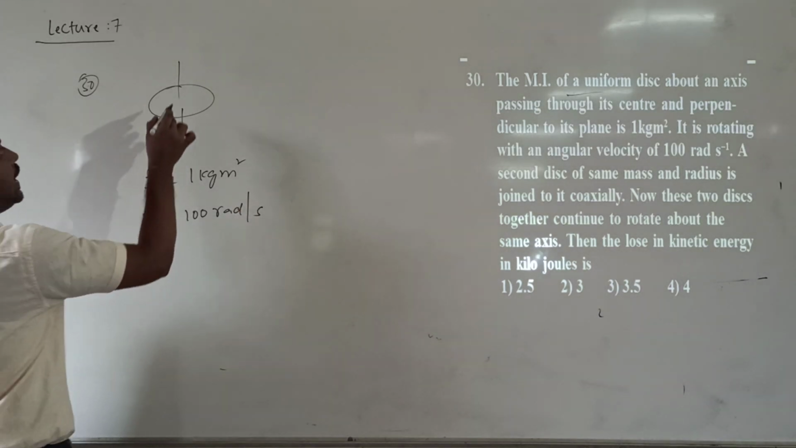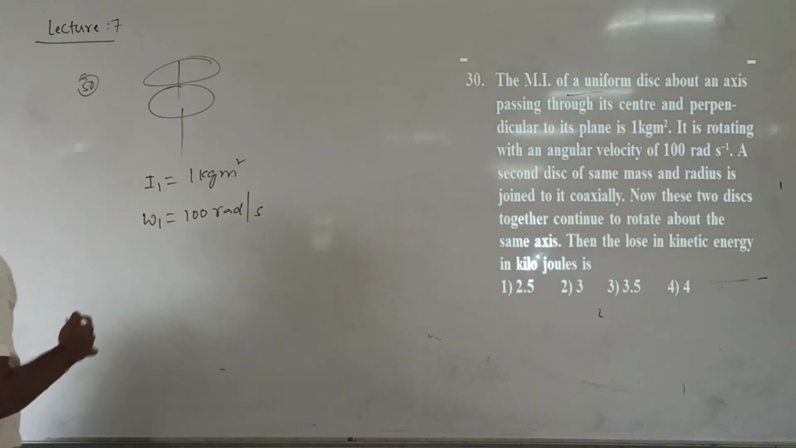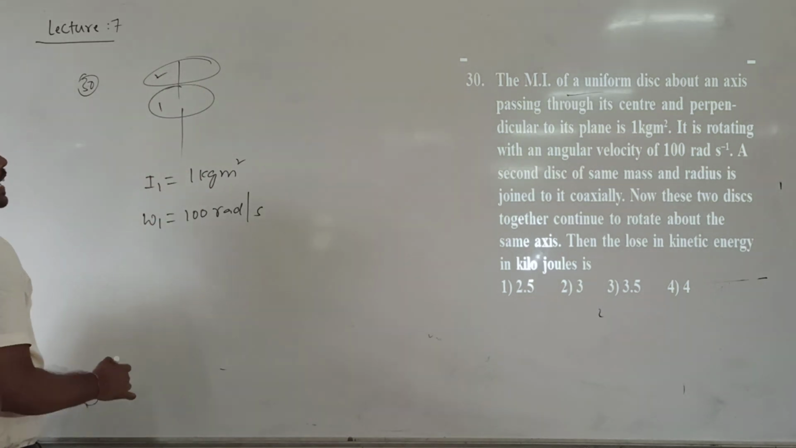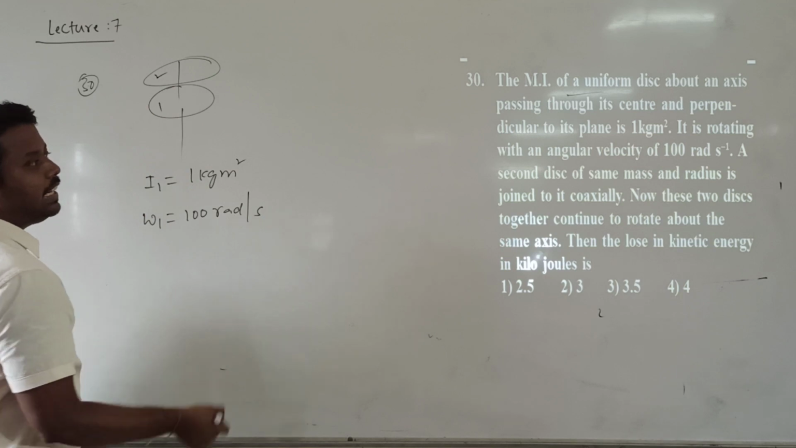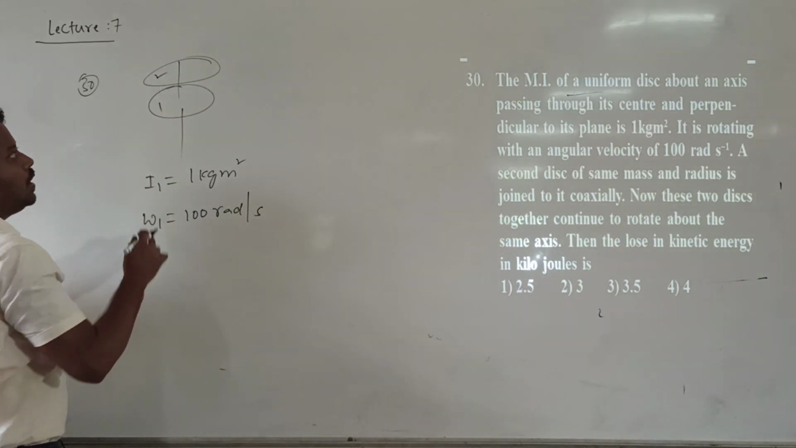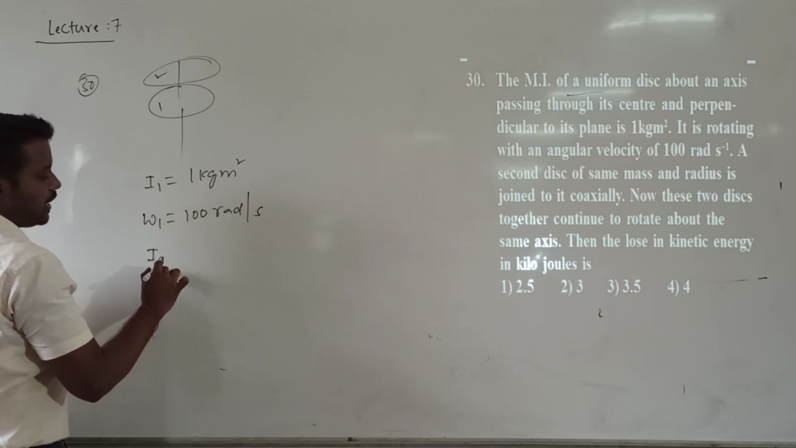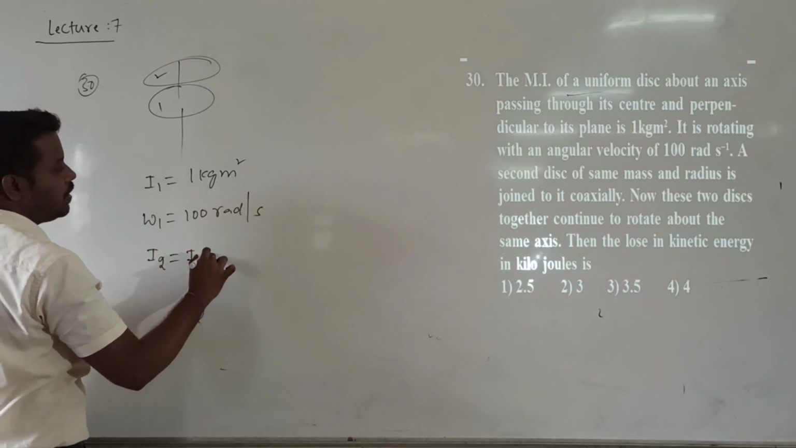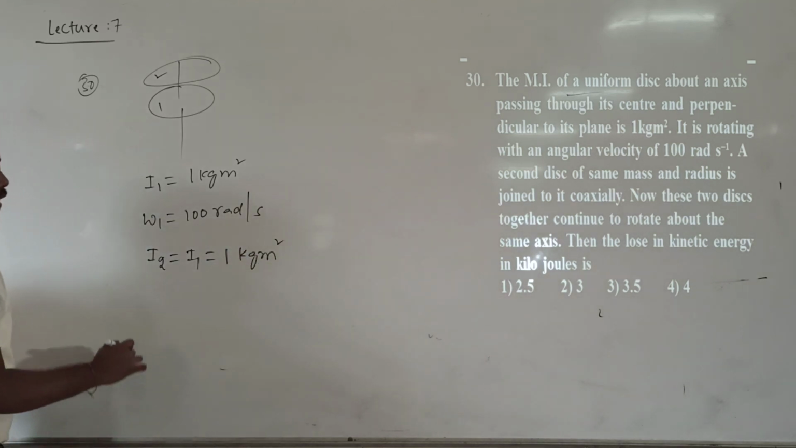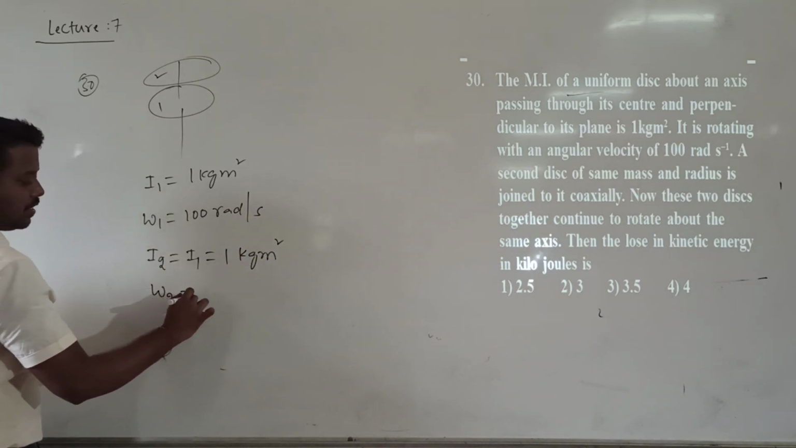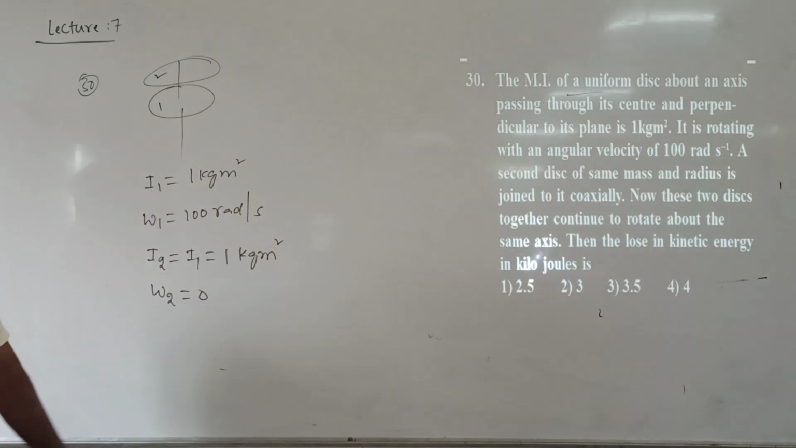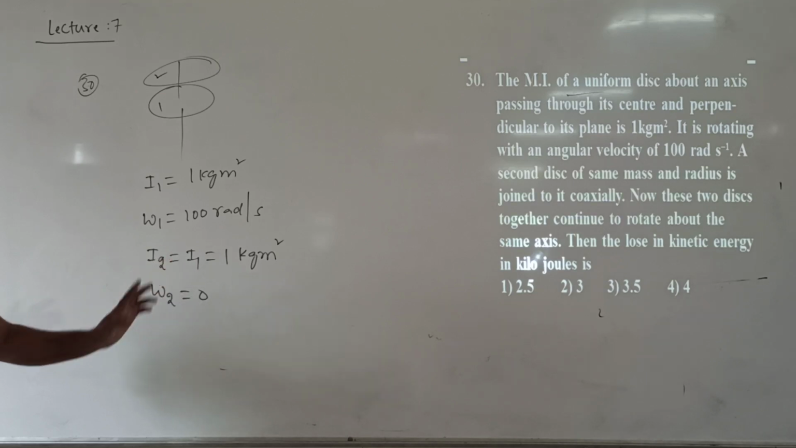What did they do? They joined another circular disc coaxially. This is the first disc, this is the second disc. The second disc is another identical circular disc of the same mass and same radius. What does it mean? The moment of inertia of the second disc is also the same as that of the first one, which is 1 kilogram meter square. Correct? But the second disc is initially at rest. It is not mentioned, and the angular velocity of the second disc is not given either, so that's why we need to take it as at rest.